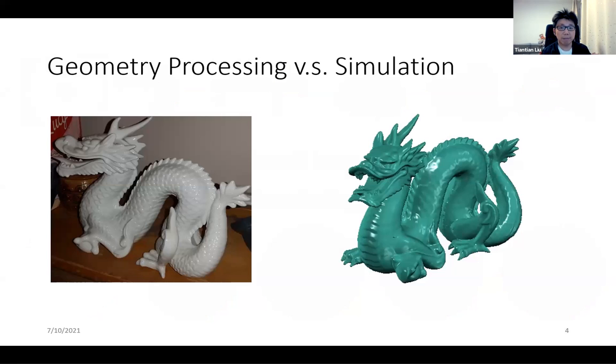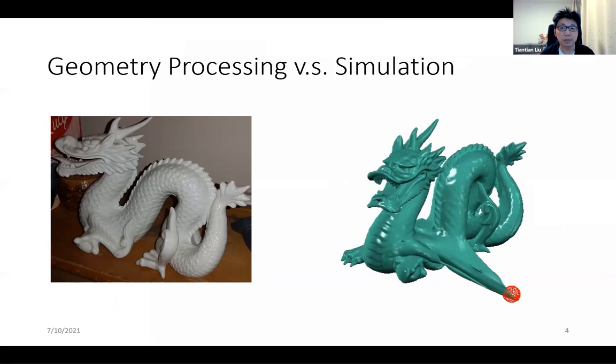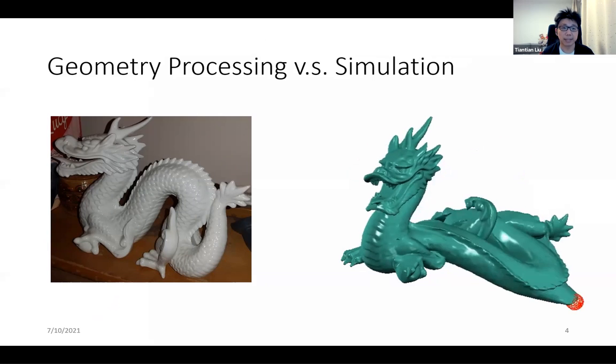Here on the left, there is a statue of a Stanford dragon in the real world. Thanks to many geometry processing techniques, we can now capture, reconstruct, mesh, edit, deform, and parameterize the model in a virtual world like the one shown on the right. And a physically based simulation does one step further, enabling us to interact with the model virtually.